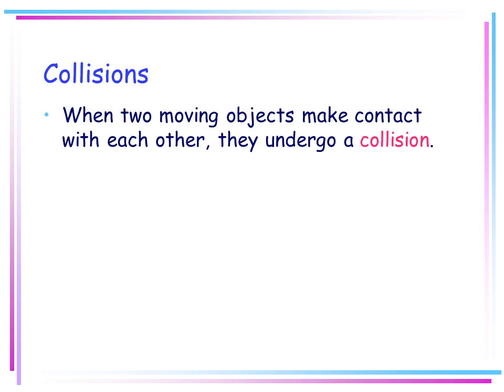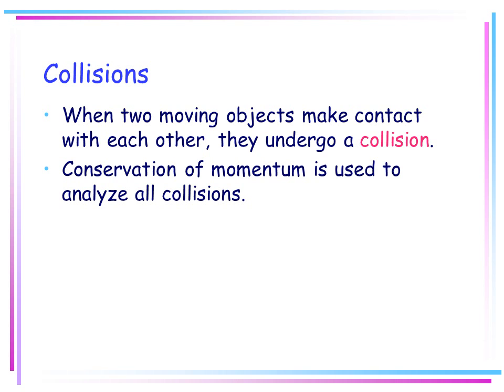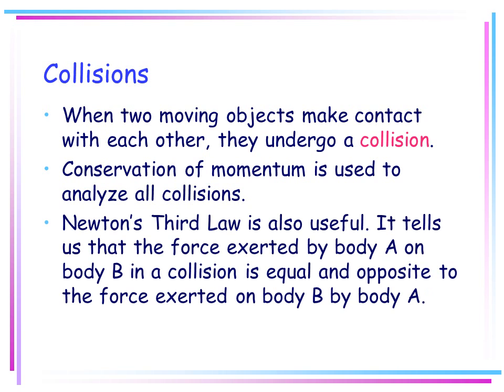When we have collisions, that's when two moving objects make contact with each other. So kind of like the billiard balls that we had in the earlier idea. Conservation of momentum is used to analyze all possible collisions. And Newton's third law is also useful. It tells us that the force of body A on B is going to be equal and opposite to the force by body B on A.